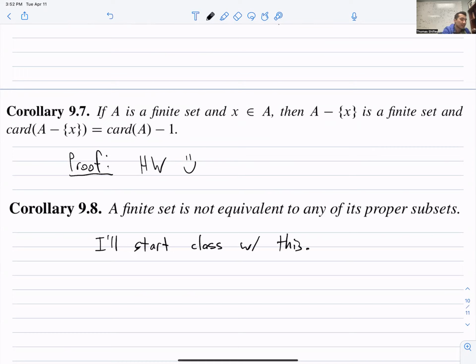The reason this is so important is that this is exactly what we'll use to define what an infinite set is. Finite sets are the ones that cannot be equivalent to any proper subset. Infinite sets are going to be precisely the ones where you are. And that's going to be how we characterize infinite sets.